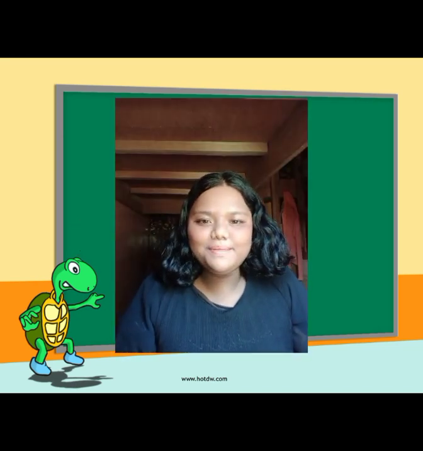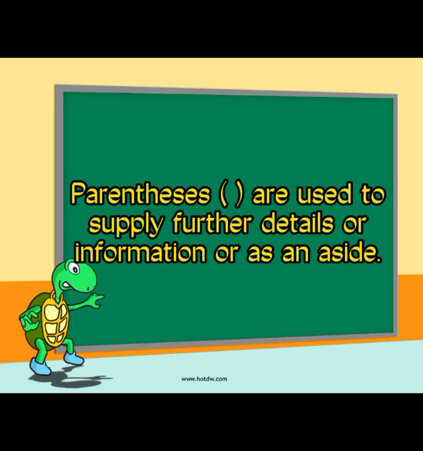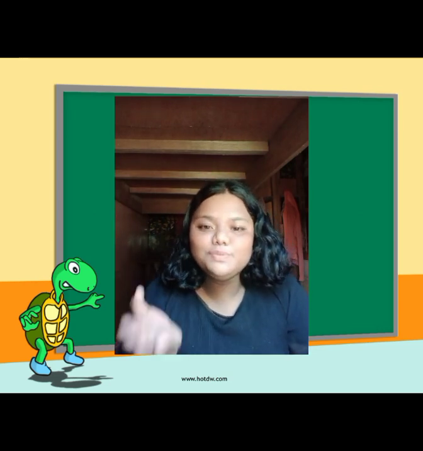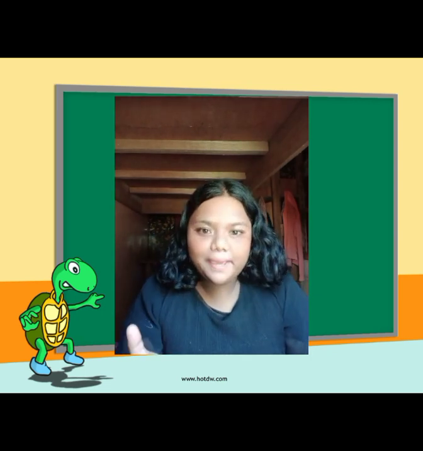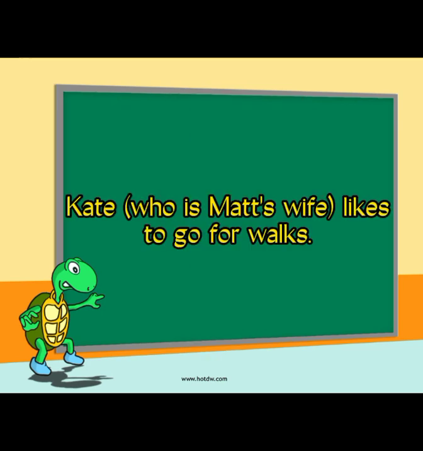11th, we have the parenthesis. So what is a parenthesis? Parentheses are used to supply further details or information, or as an aside. Parentheses can often be replaced with commas, and the sentence would retain its same meaning. So here's an example: Kate (who is Matt's wife) likes to go for walks.